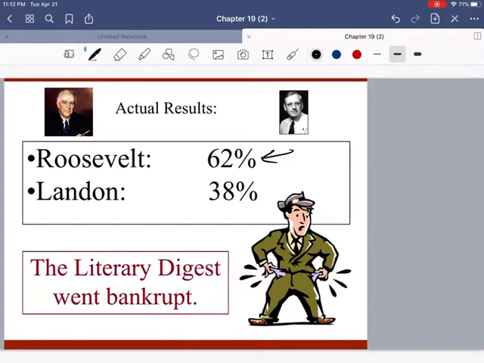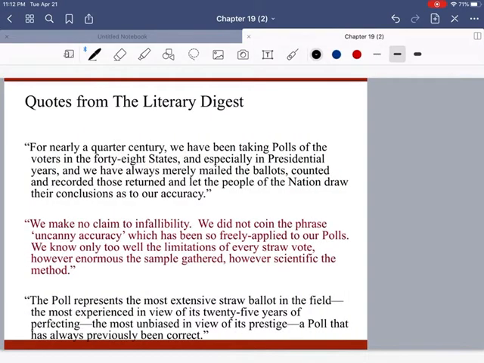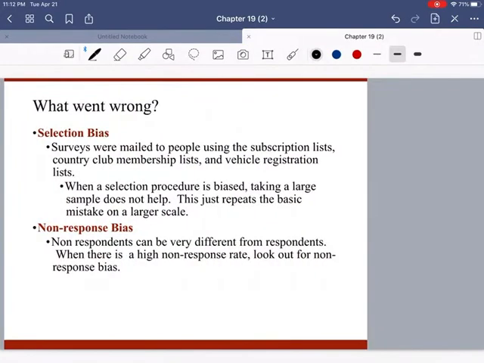People came back and said, you made a serious mistake here. We don't trust you anymore. We're not going to buy your magazine anymore. And they came out with a bunch of different quotes like, well, we never said we were completely infallible. We've been doing this way forever. We don't know what went wrong. So let's look at what went wrong here.